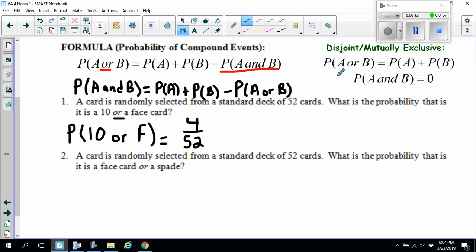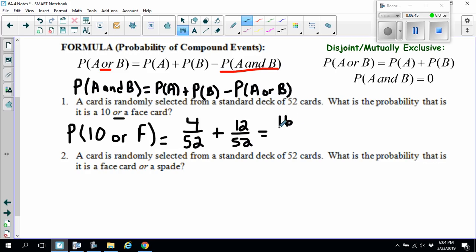Now, because this is an OR, a mutually exclusive or disjoint event, we add it with the probability that the card is going to be a face card. Remember, if you count, face cards are the kings, queens, and jacks, basically anything with a face. So there are 12 of these in our 52 card deck, so we do 12 out of 52. Then because we have the same denominator, we add the numerators, so we get 16 over 52.